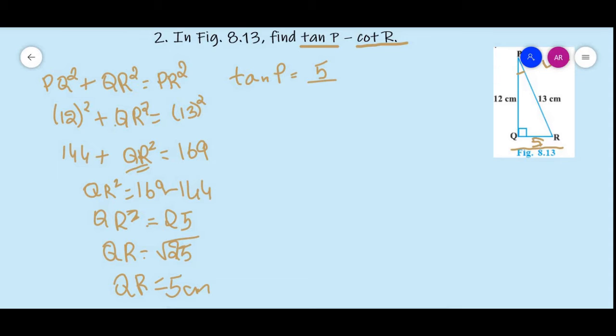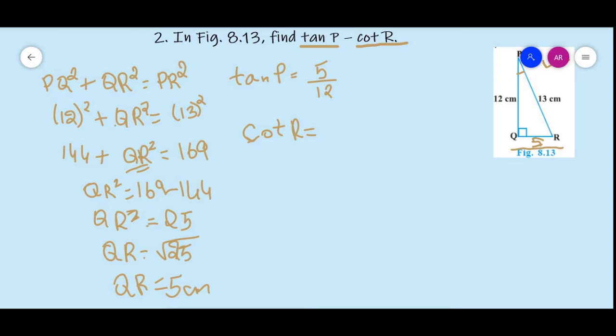I've told you that the hypotenuse wouldn't change. So what is the adjacent side? The other side adjacent to P is PQ, so it's going to be 12 centimeters. So tan P would be 5 by 12, and then we have to find cot R. If they had given us cot P, then we could simply find it by doing the reciprocal of tan P, because cot is just the reciprocal of tan. But now we are being asked the cot ratio of angle R.